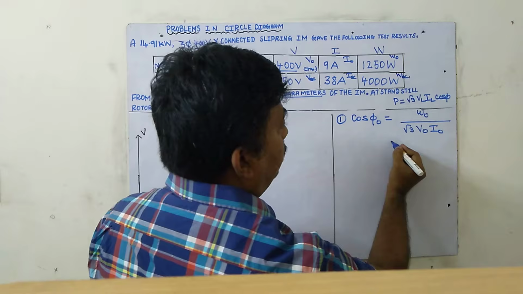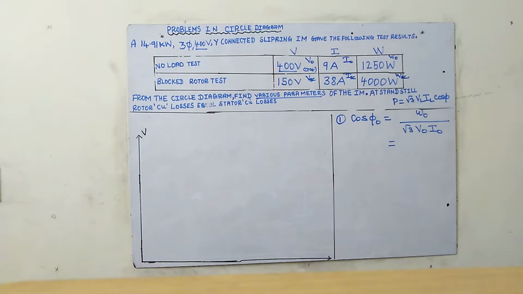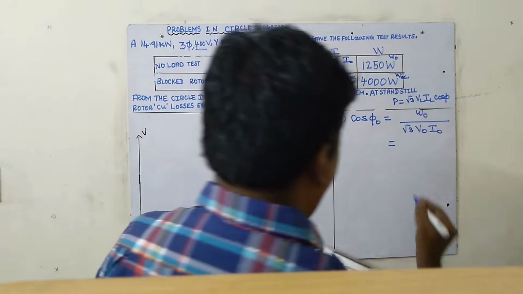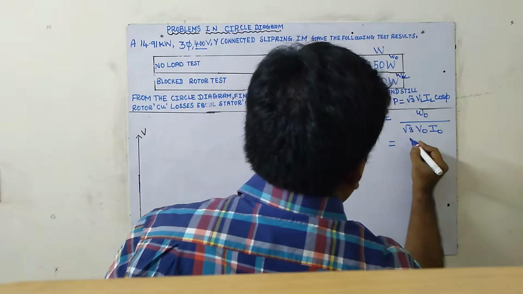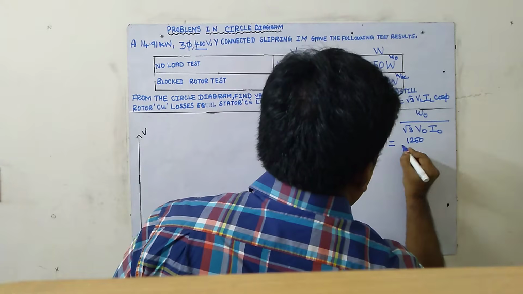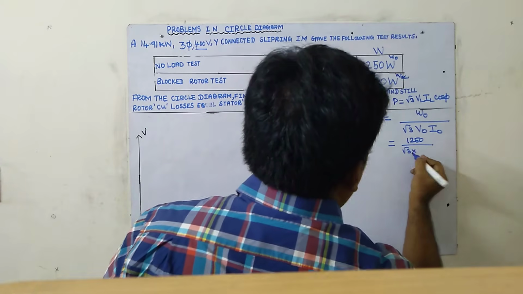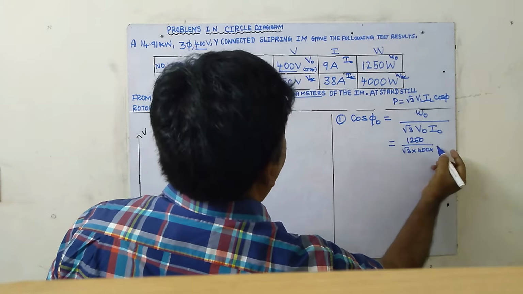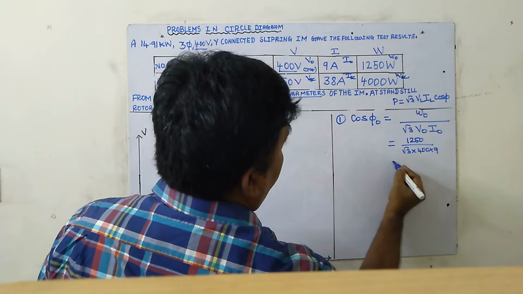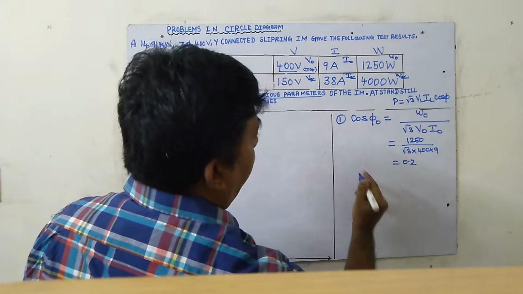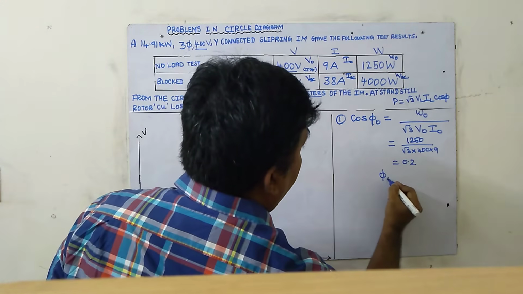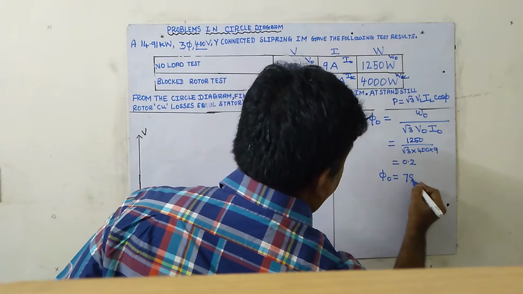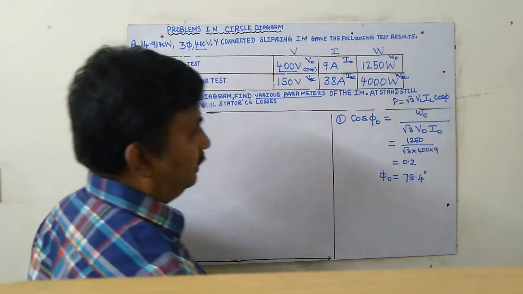So if I solve this: W0 equals 1250, divided by root 3 into V0, the rated voltage, 400 volts, into I0, which equals 9. I am getting 0.2. This is cos phi naught. From cos phi naught I have to find phi naught. The value I am getting is 78.4 degrees. This is the first step.